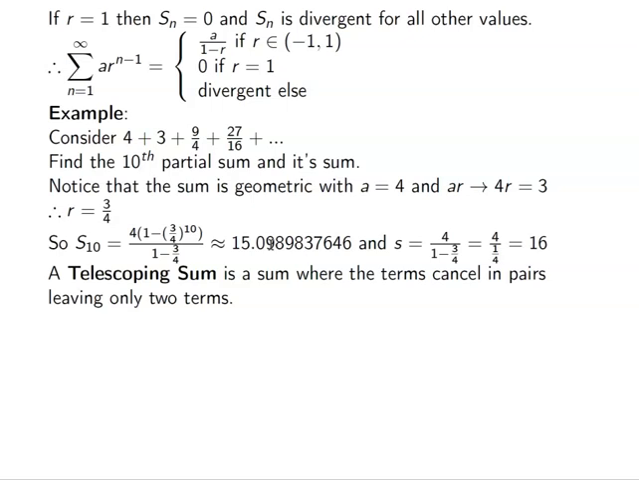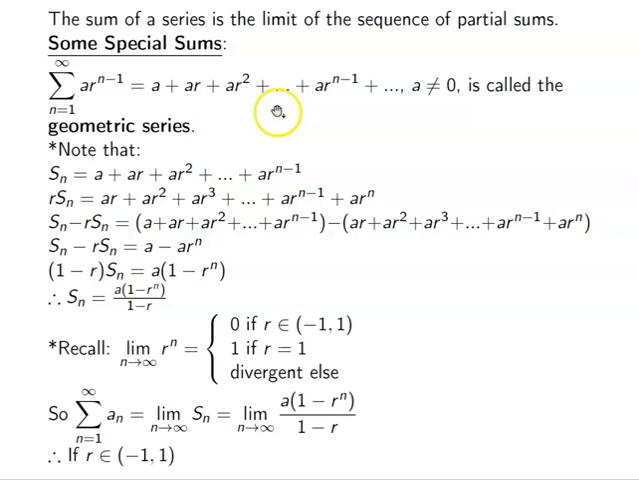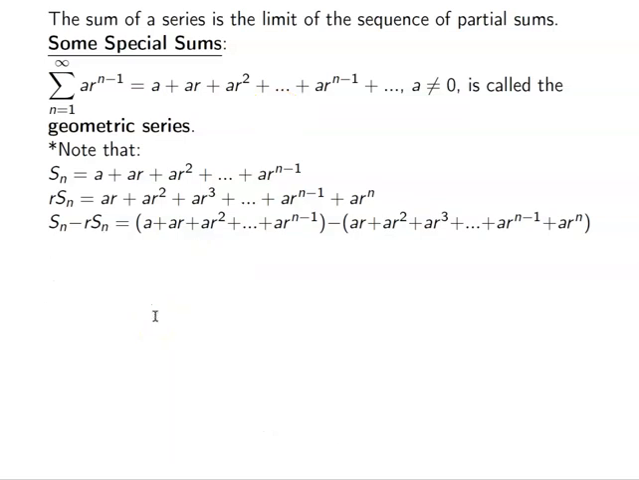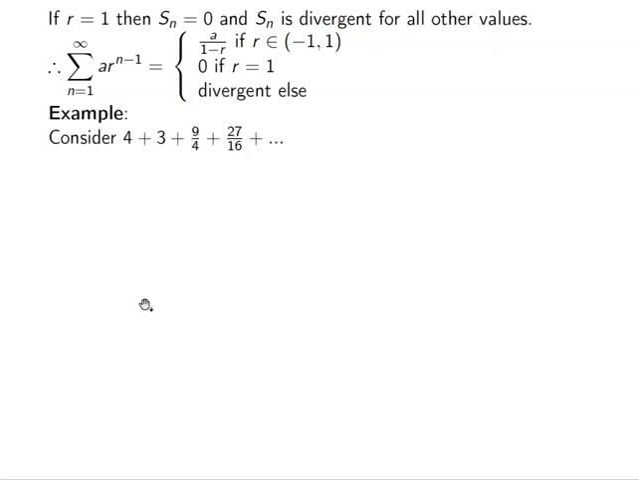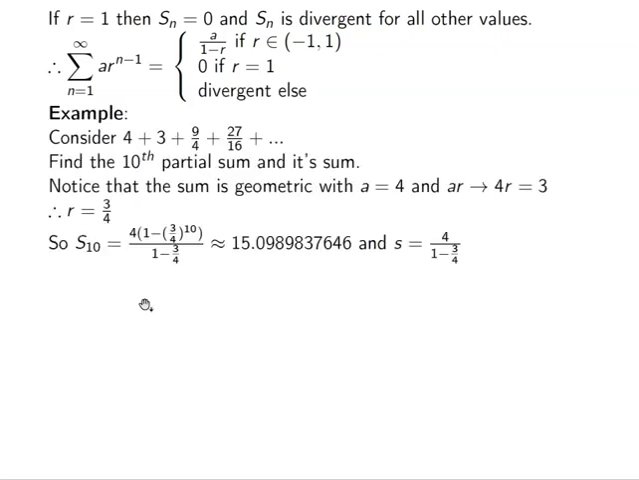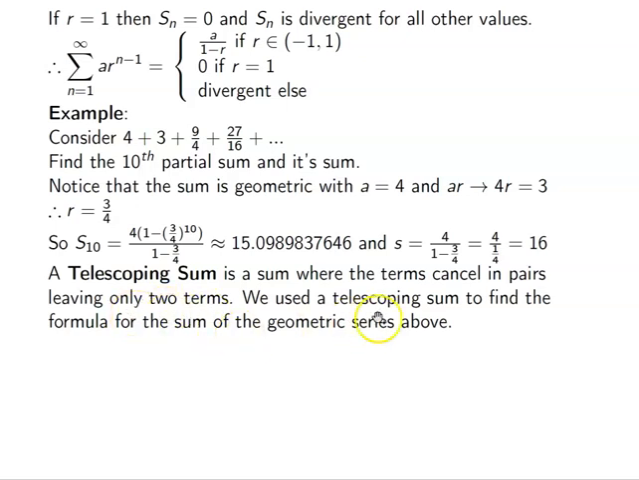A telescoping sum is a sum where the terms cancel in pairs, leaving only two terms. We did that when we derived the formula for Sn, where I took the nth partial sum and multiplied it times r, and then I subtracted it. When we did that, everything fell out except for the first term and the last term, and that's how I found my formula. So a telescoping sum is something where everything disappears except for the first term and the last term. Everything cancels out in pairs. We use this in order to find the sum of the geometric series above.